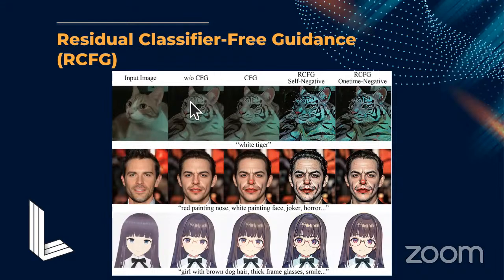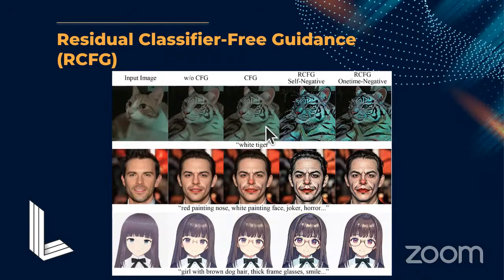Without CFG, if the algorithm is not present, this is how it will appear. With CFG, this is how it appears. Then looking here, you see that with our RCFG, that's the residual one that it brought into the mix, if they have the self-negative, this is how the image appears. And if you have the one-time negative, you see that the one-time negative is much more refined than even the self-negative. So that is the impact of the RCFG in the whole pipeline: that algorithm, all right, is to help refine the images, make them better.